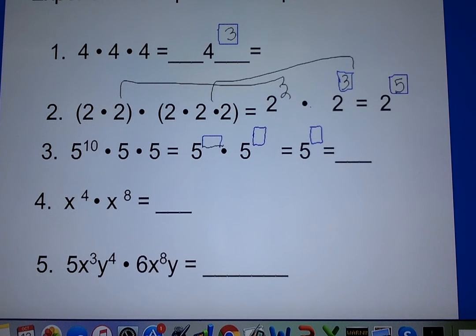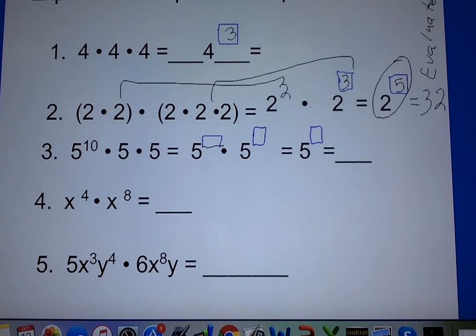And then if we wanted a number answer, we would go 2 times 2 is 4, times 2 is 8, times 2 is 16, times 2 is 32, and the answer would be 32. This is if we want to evaluate. So if you evaluate, you get a number answer. If they say rewrite using exponents, then you would want this one right here.